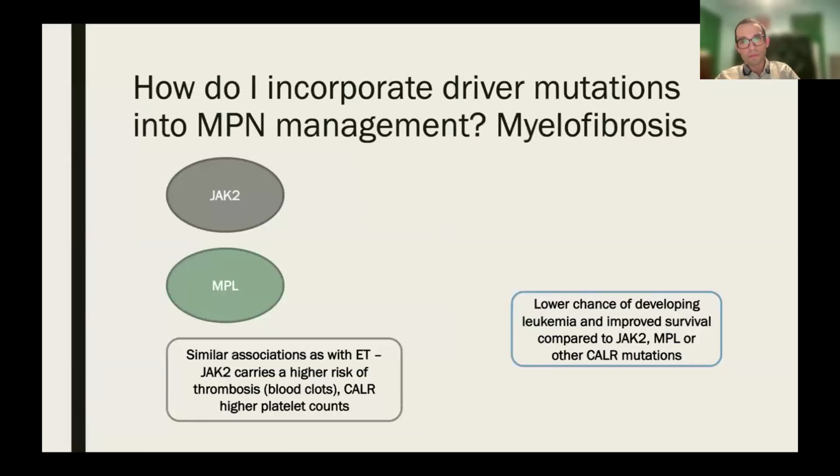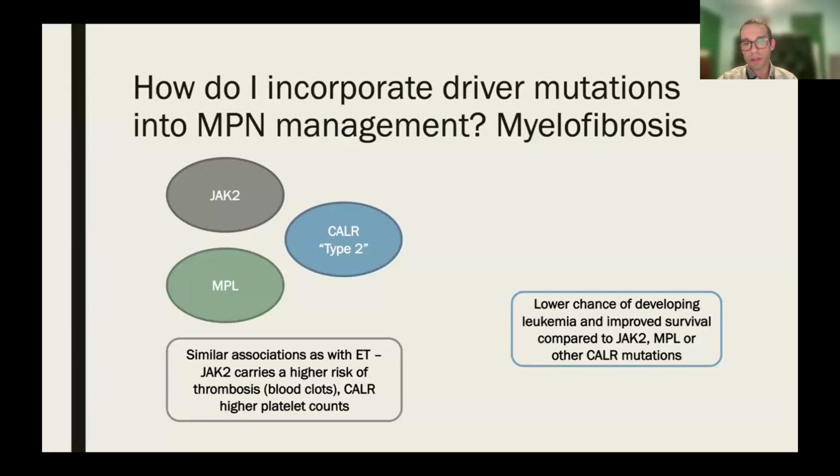I'm talking about myelofibrosis. This is where co-mutations and driver mutations have a little bit more weight to them. So similar associations with ET, in that JAK2 carries a higher rate of thrombosis or blood clots, and CALR might carry a higher rate of platelet counts.